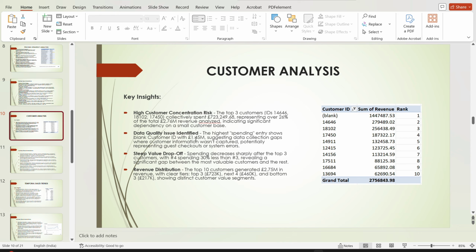And a data quality issue was identified. The highest spending entry shows a blank customer ID with 1.49 million, suggesting data collection gaps where the customer's information wasn't captured, potentially representing guest checkouts or system errors.